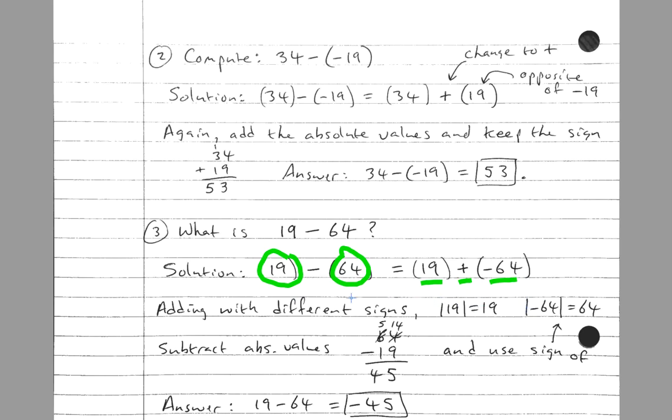I guess a common mistake is to forget one of the changes. If you just change this to an addition, but forget to change this to a negative 64, you'll get 19 plus 64. That's not going to be the right answer.